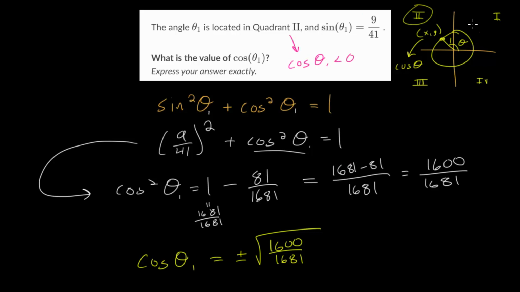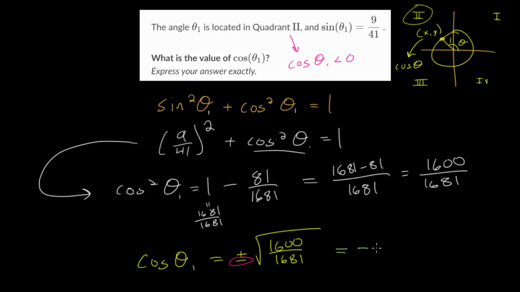If we were in quadrant 1, where the sine is equal to this value here, then we'd know the x value of some point over here would be positive, and therefore the cosine would be positive. But since we're in quadrant 2, we know this has to be negative, so we're actually just looking at the negative case here. And we just need to simplify everything.